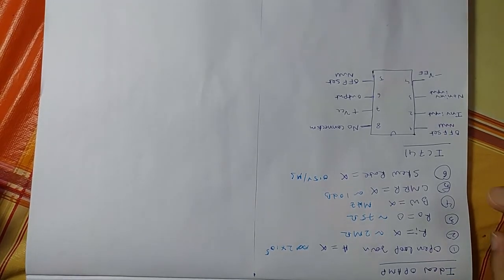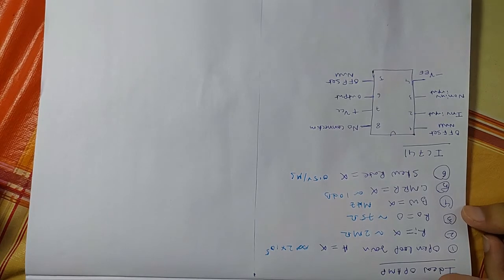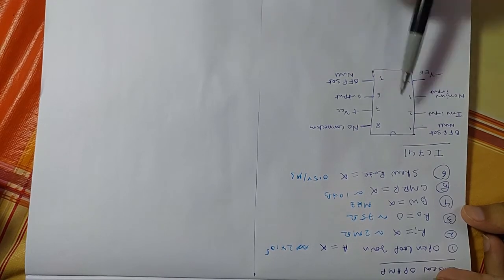So there are some offsets present: input signal, input current, and voltage offsets. This offset you can nullify using pin number 1 and 5.